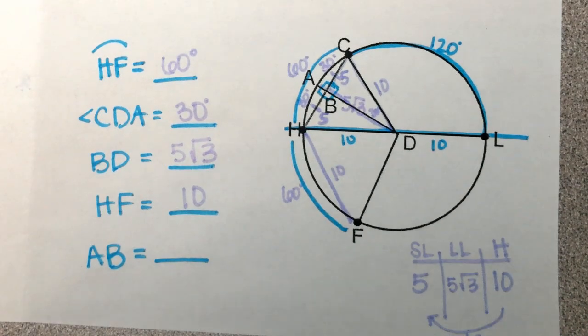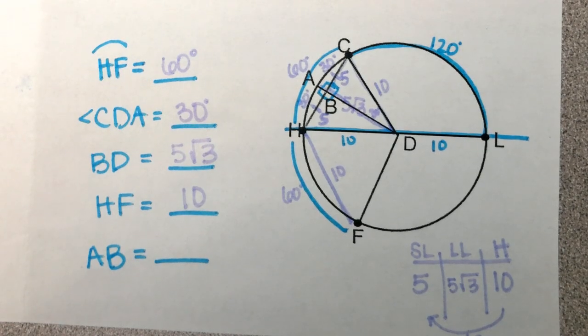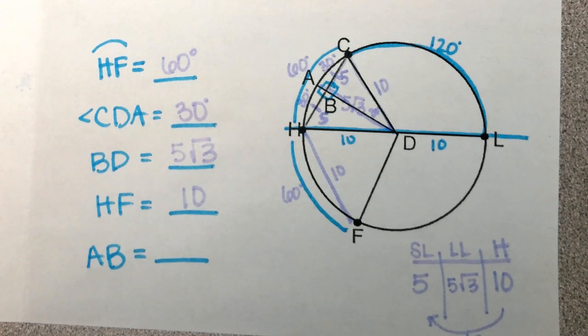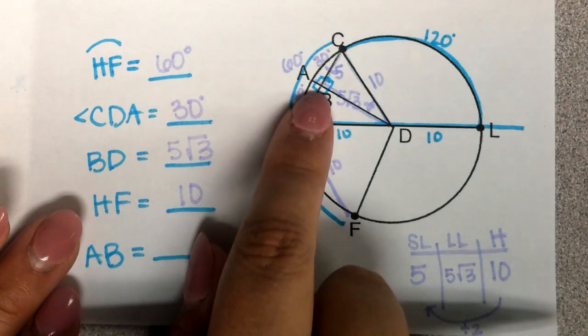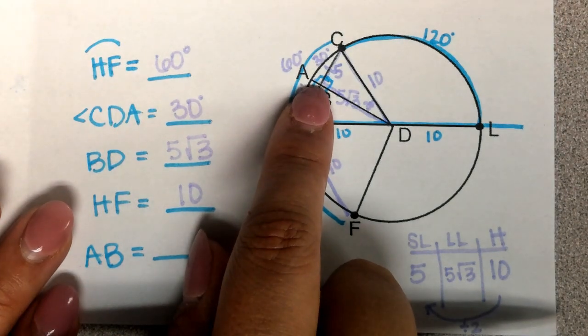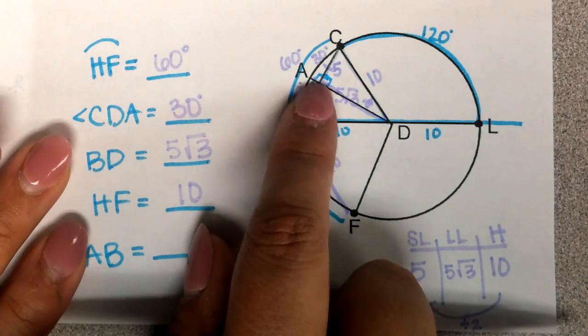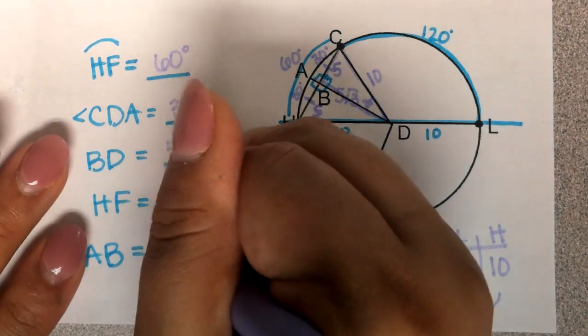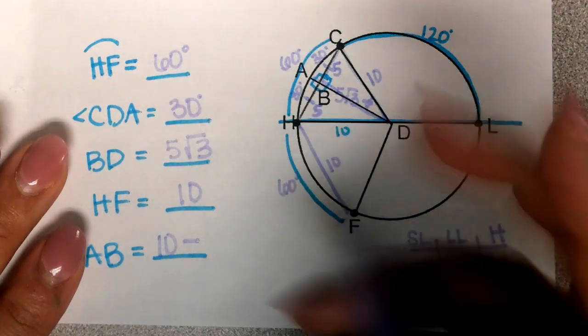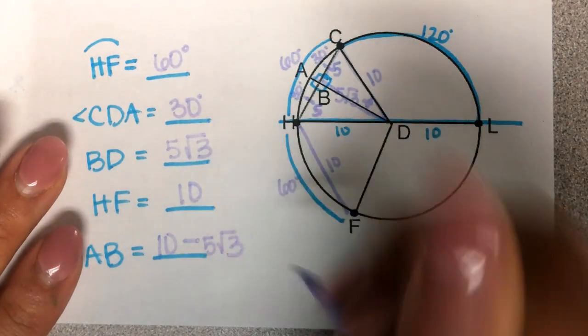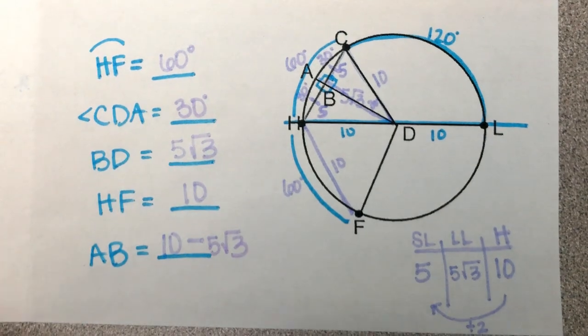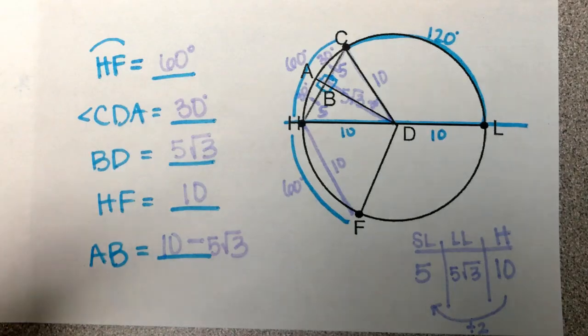There is one more. This is all really, really tiny, huh? It's hard to fit it all in there. Last thing you need to know is how do you find AB? AB is that little bitty thing right there. I would do, what's the radius? 10. Minus, what's that long leg? 5 root 3. And you're just going to leave it like that. That's your answer. 10 minus 5 root 3. You can't subtract them. Just leave it like that. Okay? That one was a little weird, huh?